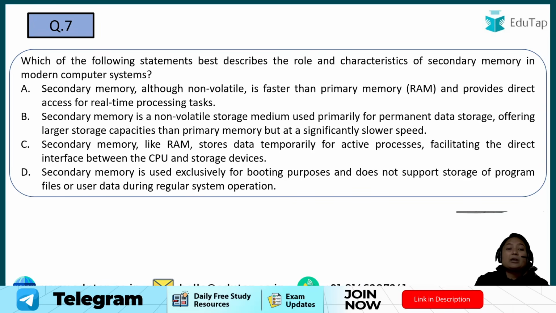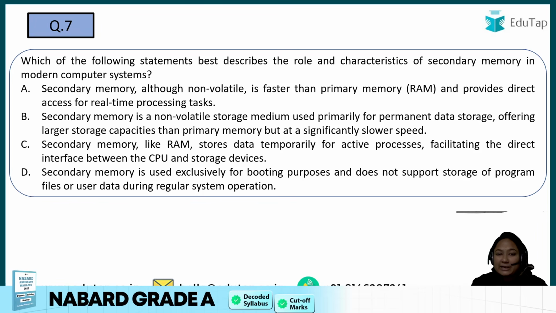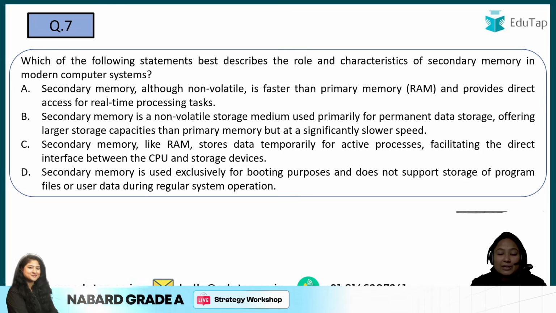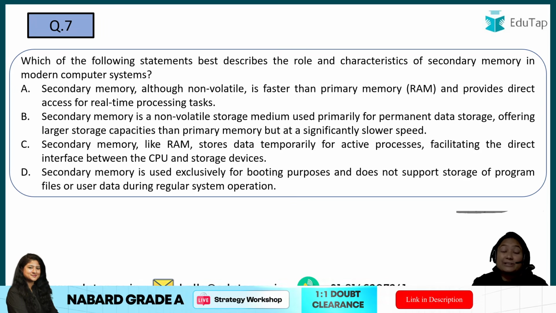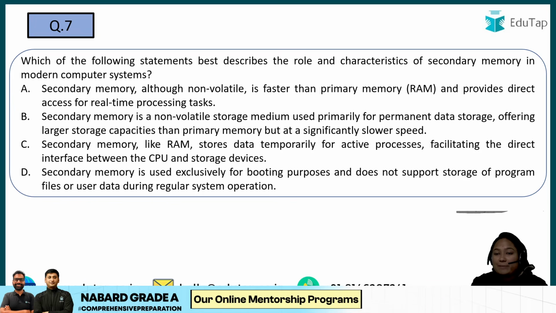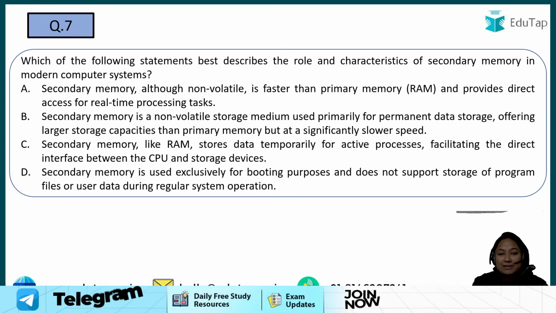Then which of the following statements best describes the role and characteristics of secondary memory in modern computer systems? You will have to read all these terms. Secondary memory, although non-volatile, is faster than the primary memory. Here you can easily tell that secondary memory is non-volatile, but it is not faster. Actually, it is slowest. Secondary memory is a non-volatile storage medium used primarily for permanent storage, offering large storage capacity. Seems like a fine option.